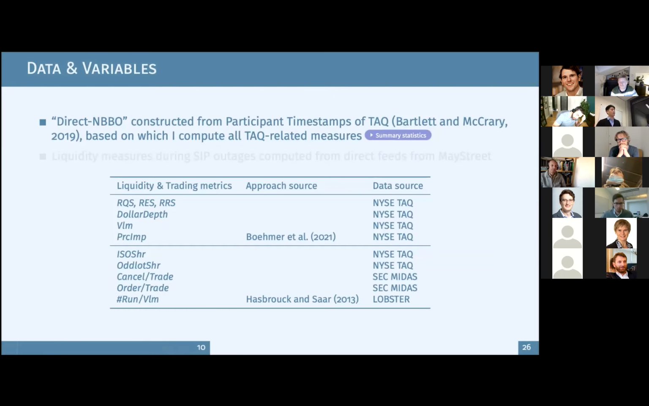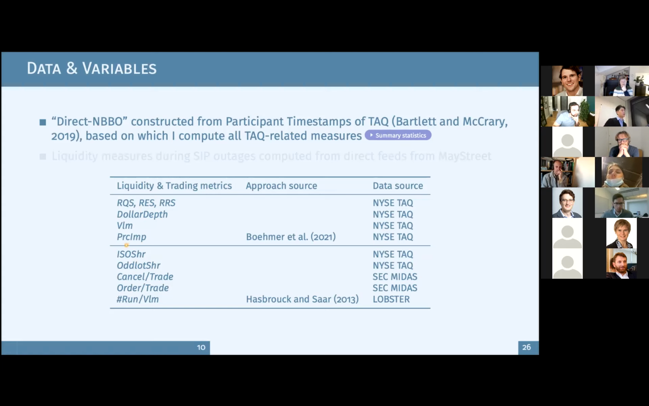So I've talked about the empirical strategies, the difference-in-differences, and now I have a table of all the variables I computed and also the data sources I use for the empirical study. I look at a wide range of different liquidity and trading metrics. Those are very standard liquidity measures, so we will not spend time on them.